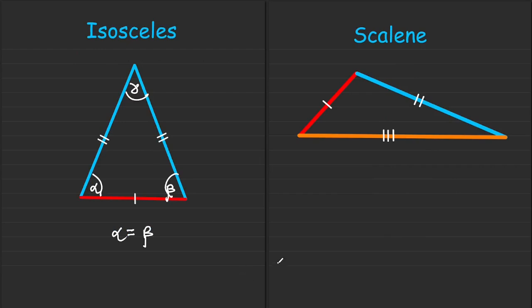For this last type of triangle, we call it the scalene triangle. A scalene triangle, unlike the other two, has all the sides of different measure. So the measure we have of this side, the red one, is different from that of the blue, and they are both different from that of the gold, you see. Now that also results in all the angles being different.